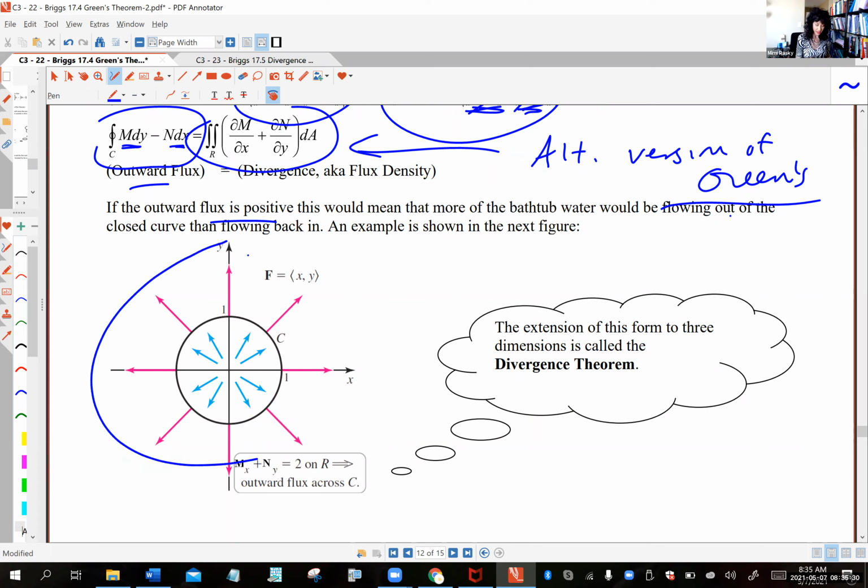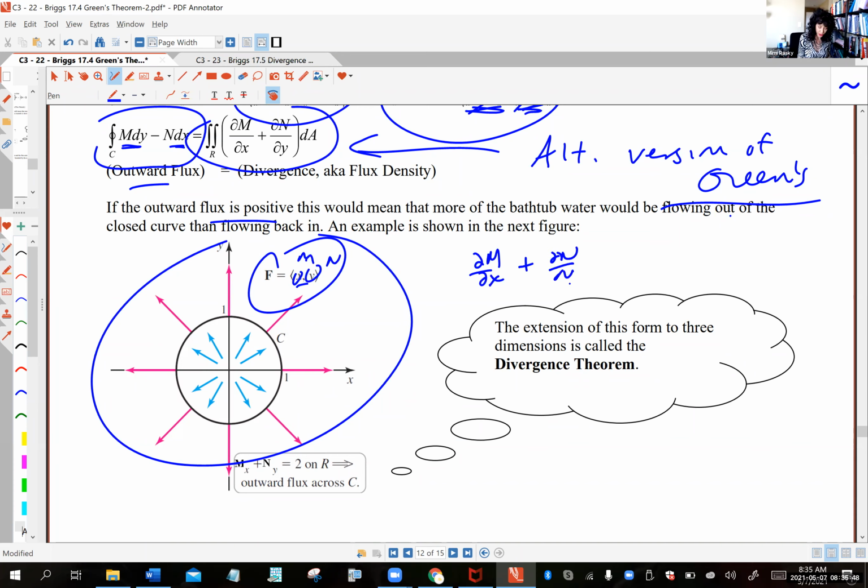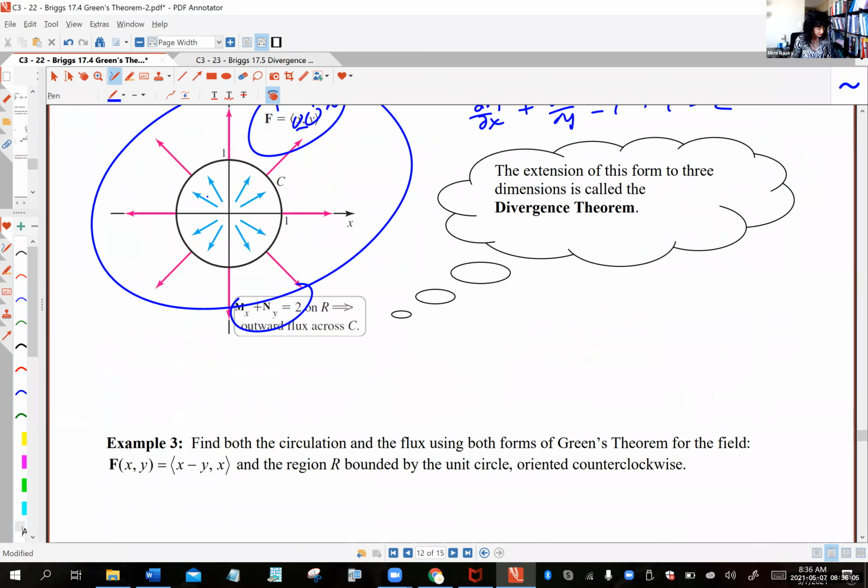So if you look at this little example where your force field is a cute little vector field <x, y>, here's M and here's N, dM/dx is 1 and dN/dy is also 1. So when you add these together, you get 1 plus 1, which is 2. So that's a positive number. So that means you're going to get more fluid flowing out than flowing back in. And we're going to look at the 3D version of flux next week when we do the divergence theorem. So I'm planting a seed for later.